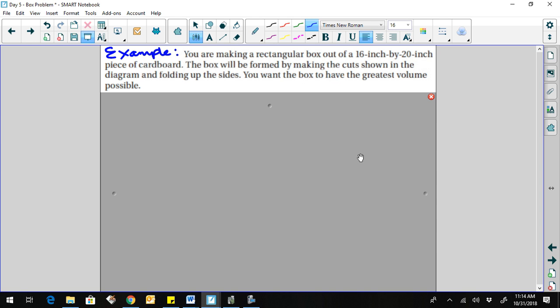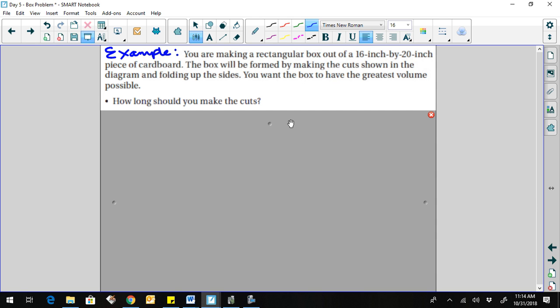You are making a rectangular box out of a 16-inch by 20-inch piece of cardboard. The box will be formed by making the cuts shown in the diagram, folding up the sides. You want the box to have the greatest volume possible. And then we're going to ask a couple questions with it.